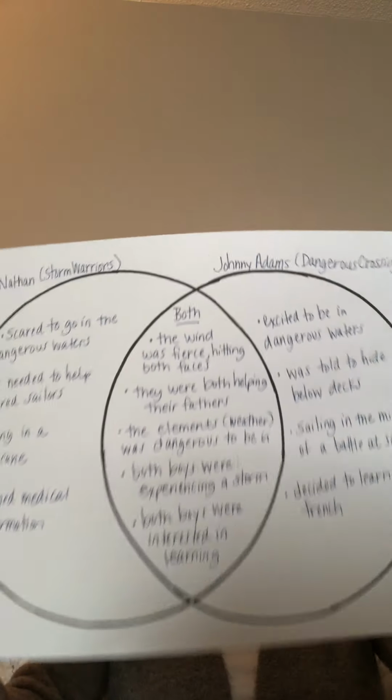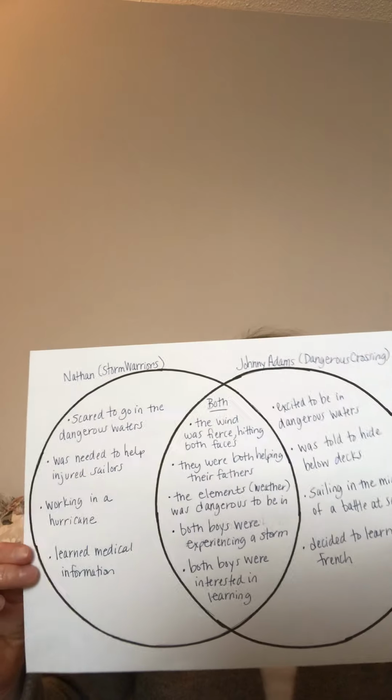Now, the two of them had several things in common that I'm going to read to you. Both stories commented on the wind being so brutal and fierce that it hit their faces and it hurt. They both were helping their fathers. The elements or the weather they were in was very dangerous to be in. Both boys were experiencing a storm at sea, and both boys were interested in learning. So if you look to see what they have in common, that would be the middle part of the Venn diagram.